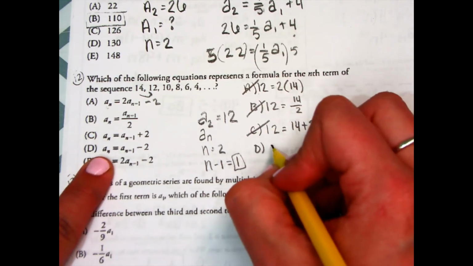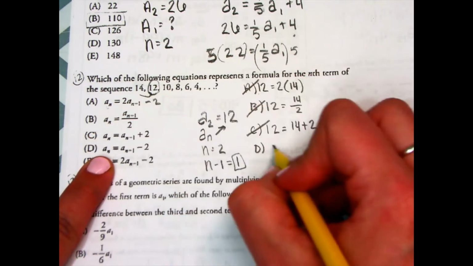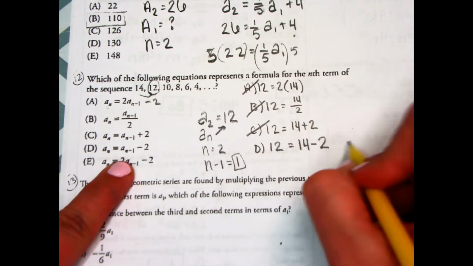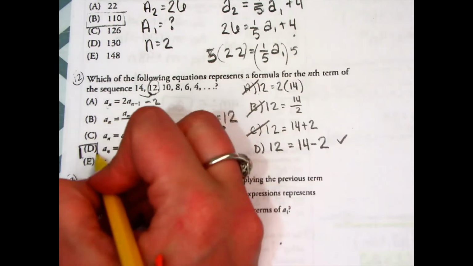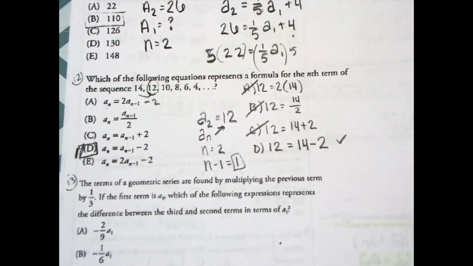Option D. A sub n, which we've chosen 12 to be, so the second term is 12. If I take the first term and subtract 2, that does in fact equal 12. So it is D. So the n minus 1 just means the term before it. So it's just a lot of guess and check.